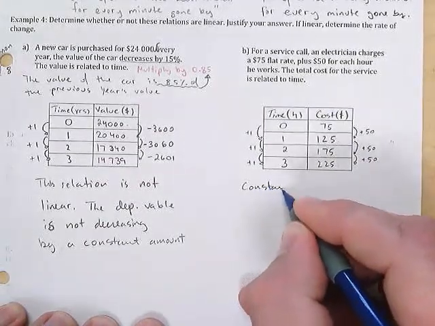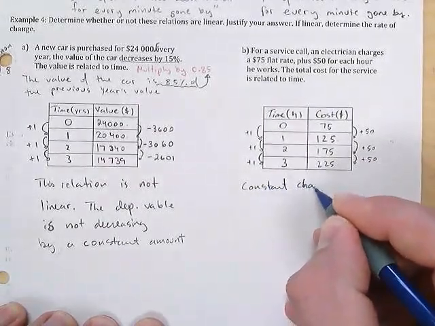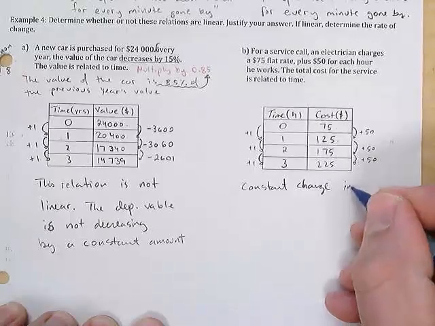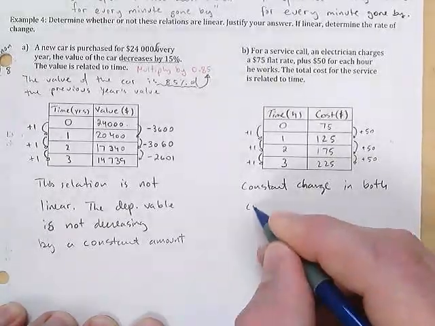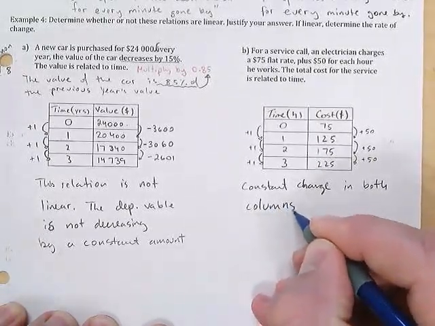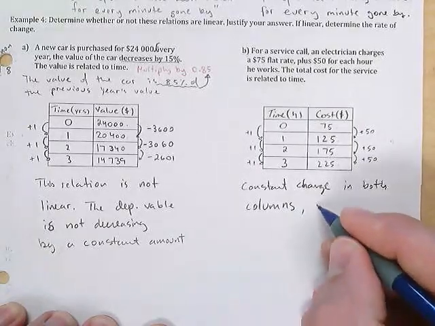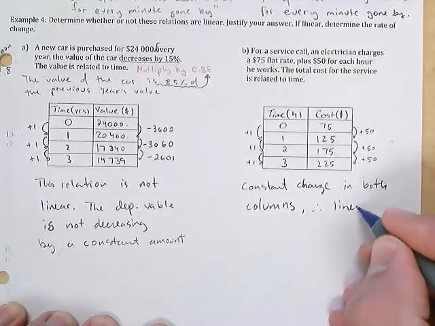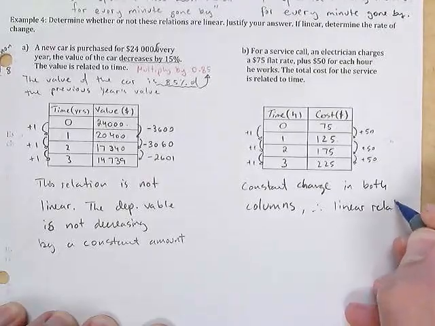Constant change in both columns, therefore linear relation.